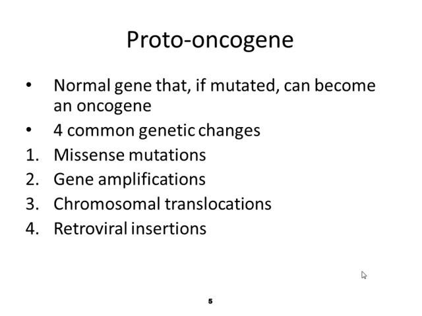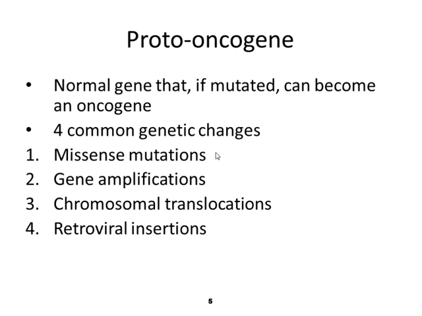So now, why does this happen? How can a normal proto-oncogene transform into an oncogene? Well, the four most common genetic changes are missense mutations. Now, we talked about that. A missense mutation results from a change in the DNA, which results from a substitution of an amino acid. And that change at a particular position could result in either increased or decreased protein activity.